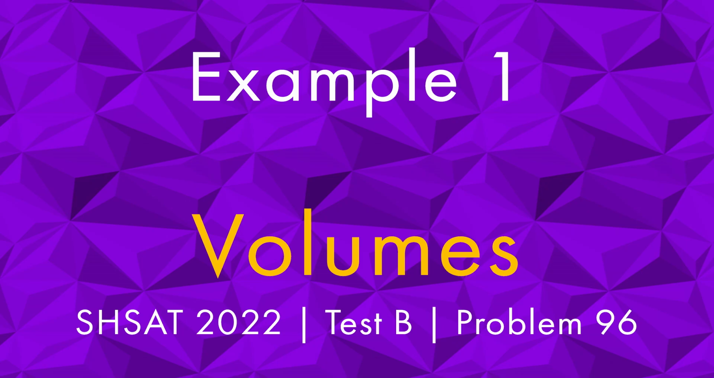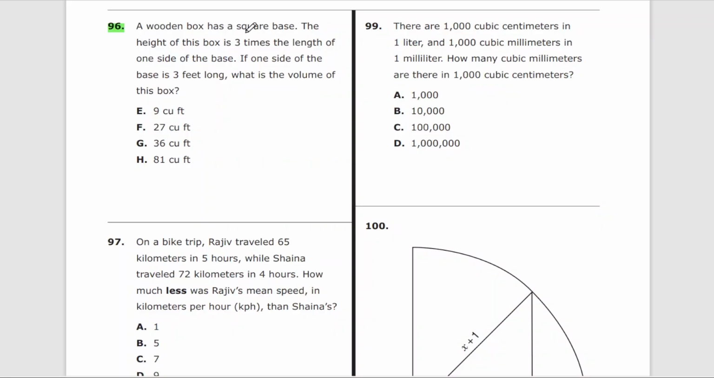So the first problem is problem 96, test B, SHSAT 2022. A wooden box has a square base. That's important. The height of this box is 3 times the length of one side of the base. Let's skip the sentence for now. If one side of the base is 3 feet long, let's draw the square base like that. It's going to be a 3D figure. So this is 3, this is 3.